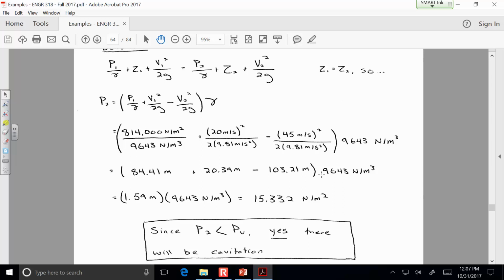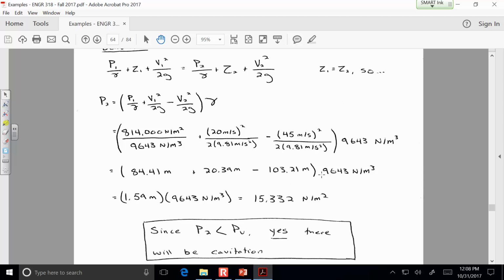I think it's interesting to look at where is the energy at different spots. So at point 1, you'll notice that there's 84 meters of head existing as pressure and 20 meters of head existing as velocity. So the majority of the energy exists in the pressure head term rather than in the velocity head term at location 1. That's where the velocity was moving relatively slow, 20 meters per second. That's still super fast compared to typical flows through pipes.